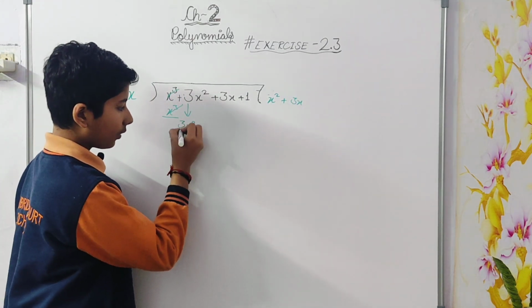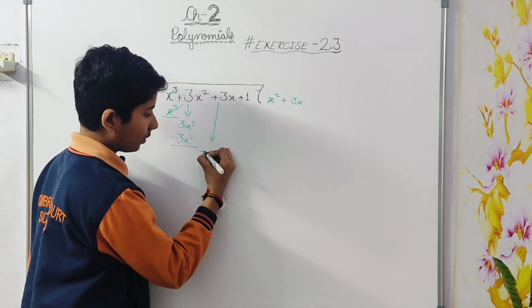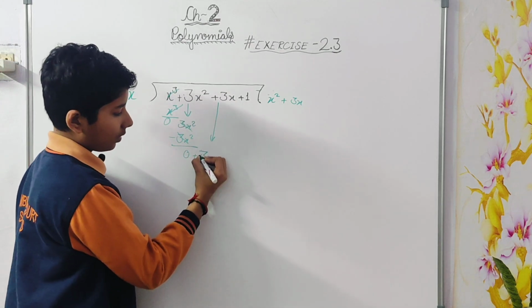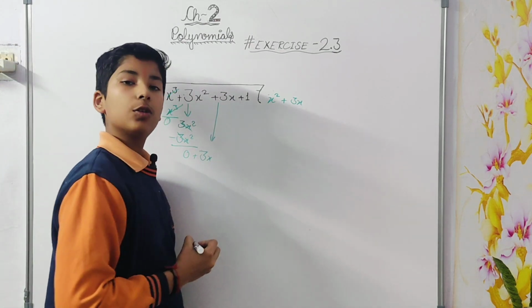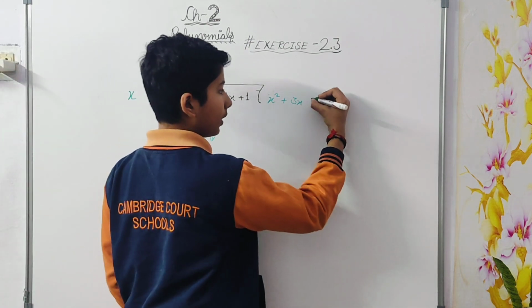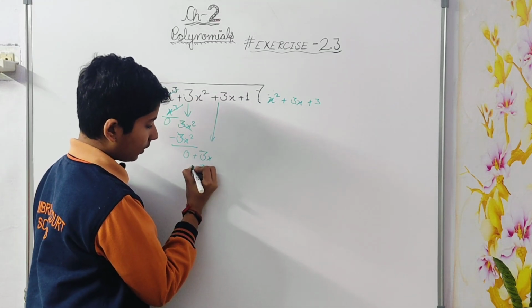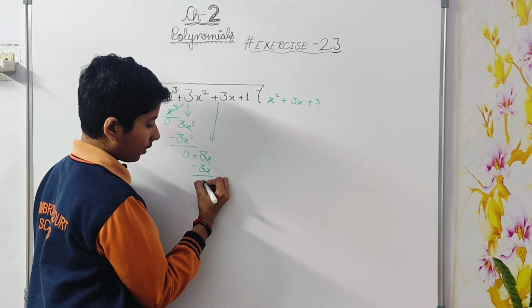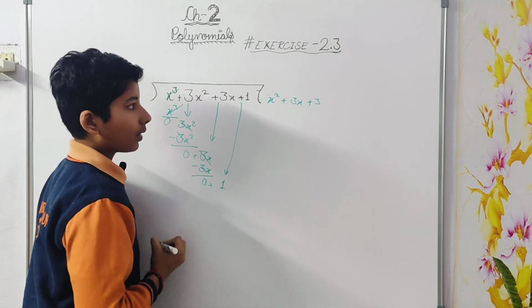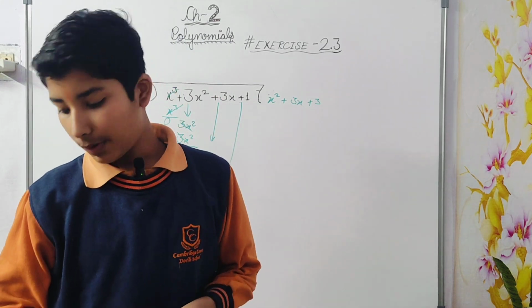Now this also gets cut. Now what will come? 3x. 0 here, 0 here. 0 plus 3x. Now to make 3x, x can be multiplied by 3, but negative. So 0 plus the last one. It cannot be multiplied by anything, so we will have the remainder left as 1.